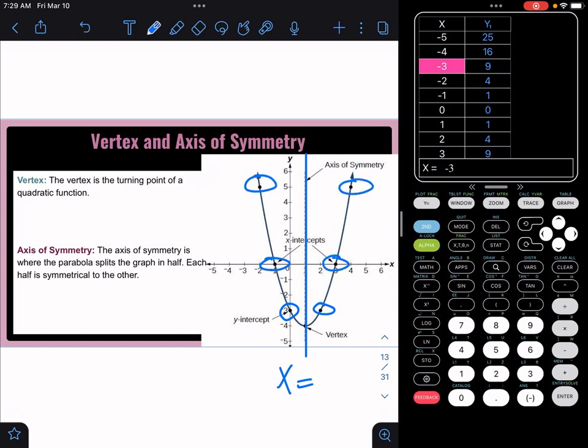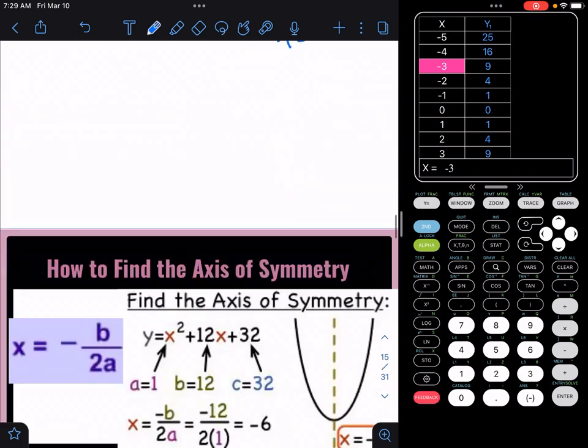And then the vertex is the point that goes through the axis of symmetry, and that is where the parabola starts to turn. If it was decreasing, then it goes to increasing. If it was increasing, then it goes to decreasing.